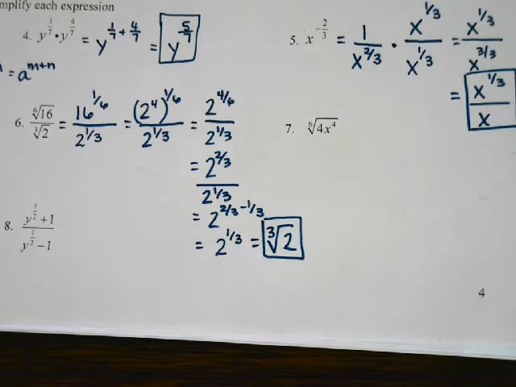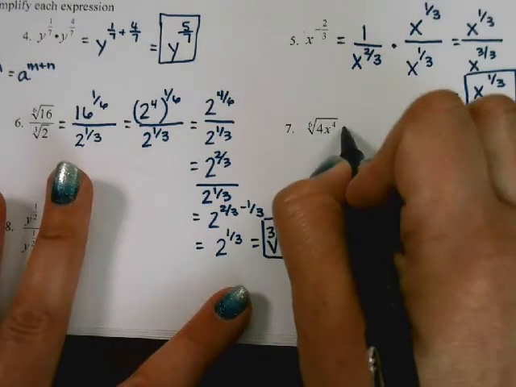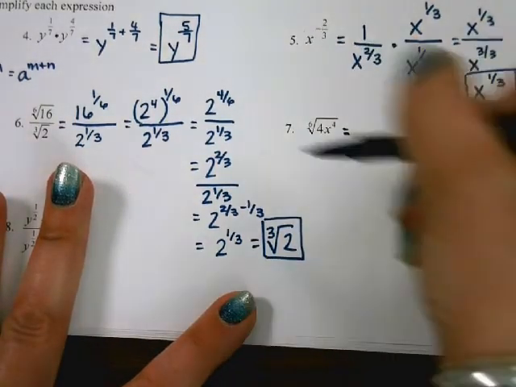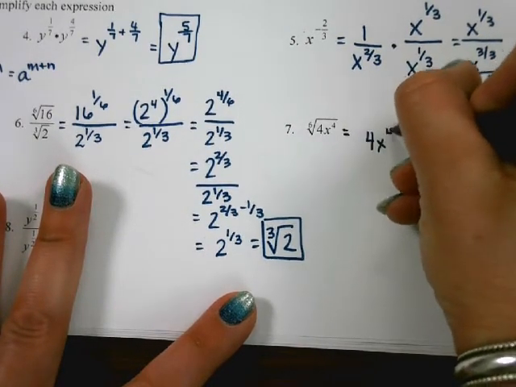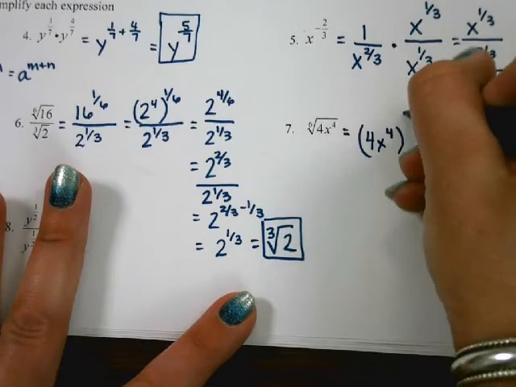Okay, let's do 7 then. The 6th root of 4 times x to the 4th. Is 6 of anything going to come out of that? No. Okay, so let's change forms. This is now 4x to the 4th, all to the 1/6.